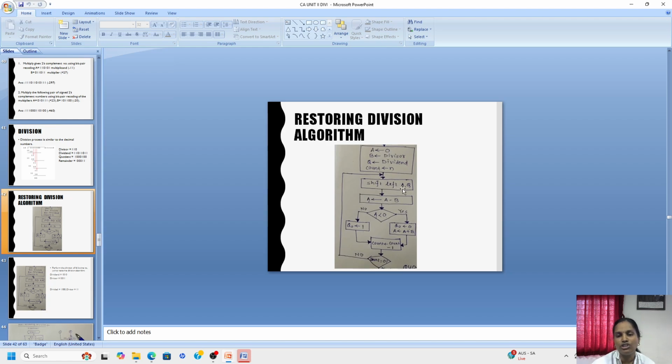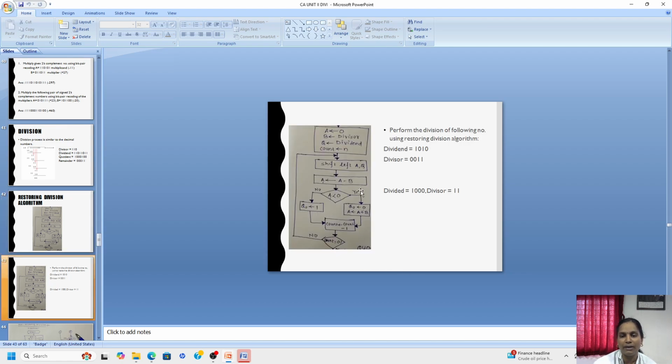First, you shift the A and Q values. Next, you subtract the B value from the A value. You need to check whether A is less than 0 or greater than 0. If it is less than 0, you change the Q0 value to 1. Otherwise, you perform the addition operation. After completion of the operation, the counter value is decreased. When it becomes 0, the final process is completed, and you will get a quotient value and a remainder value.